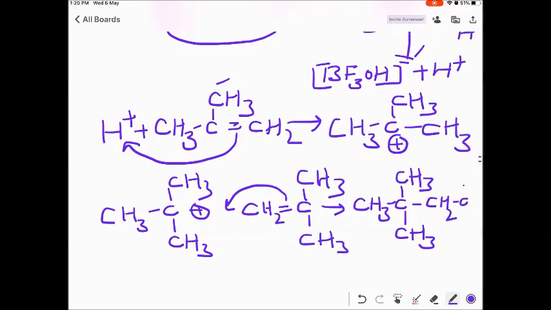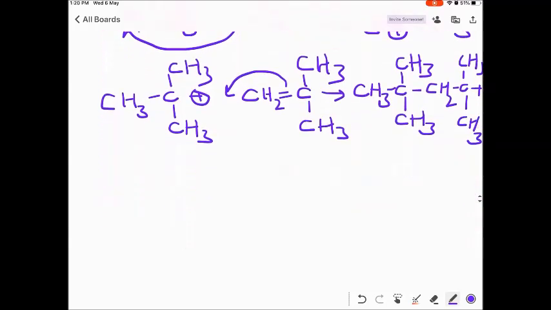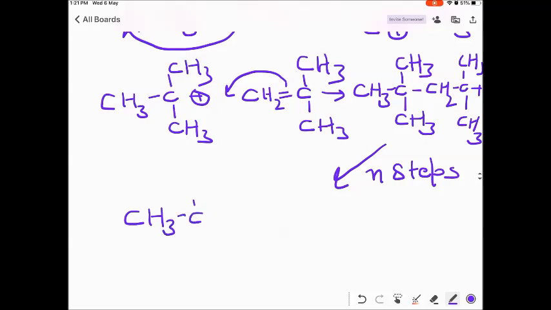And a tertiary carbocation. Now what happens after n such steps? When n isobutylene molecules react, then what we get, we write here n steps. So there will be n isobutylene molecules. Let us write the structure.